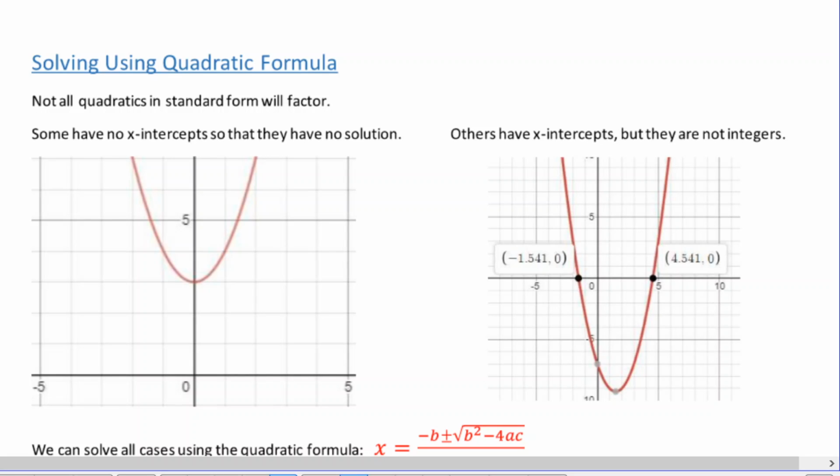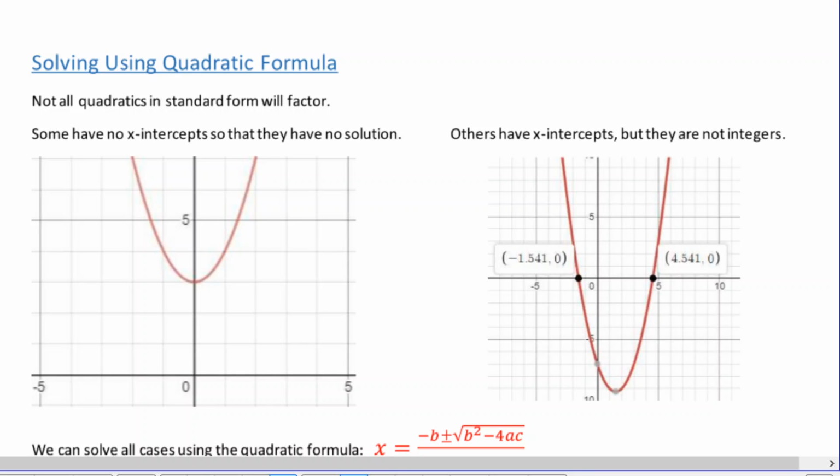All right, the last thing we're going to look at when solving quadratic equations is something called the quadratic formula. Sometimes when we have quadratics in standard form, they can't factor. We saw some of those examples in the last lesson. But we saw that sometimes that can mean there's no solutions, right? Like on the left side here, we have no x-intercepts. But sometimes that can just mean that our x-intercepts are some sort of irrational number.